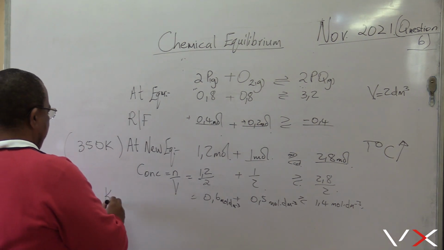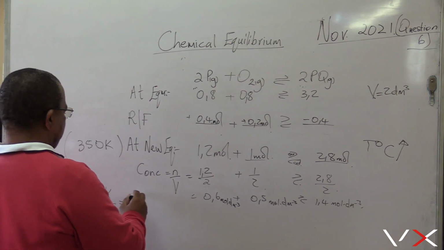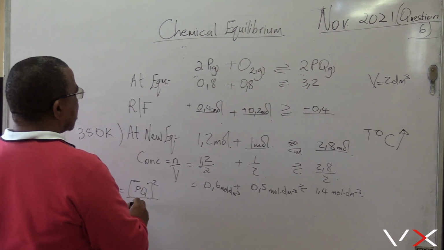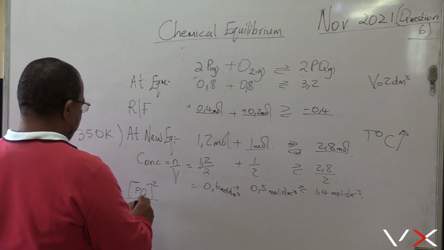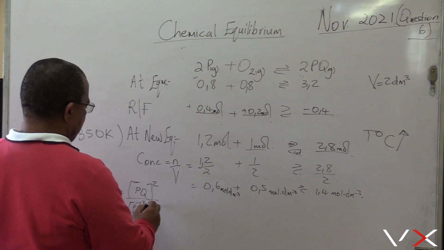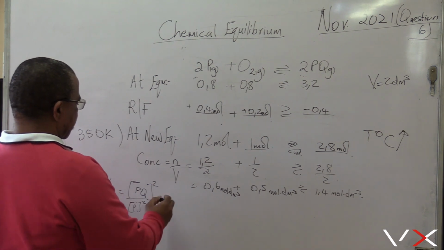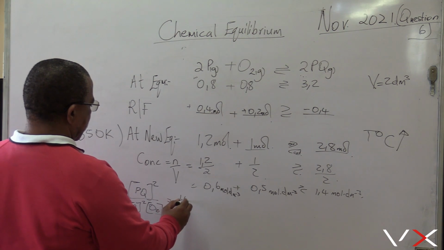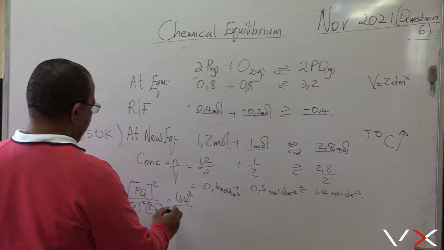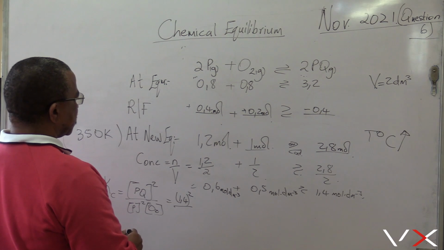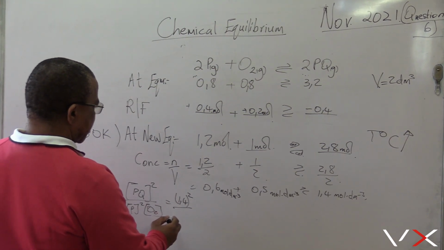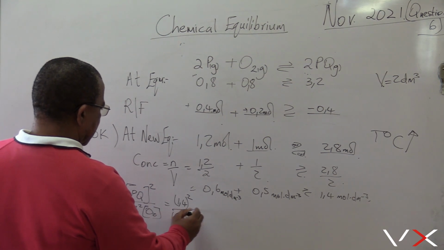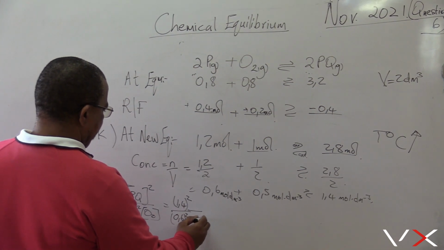Utini Kc wetu. Kc utini na concentration of PQ squared over concentration of P squared times concentration of O2. So what is concentration of PQ squared? Is 1.4 squared over concentration of P. Concentration of P is 0.6 squared times 0.5.